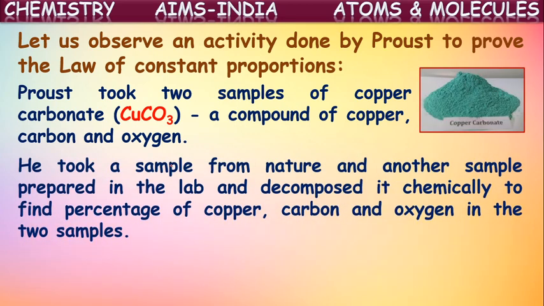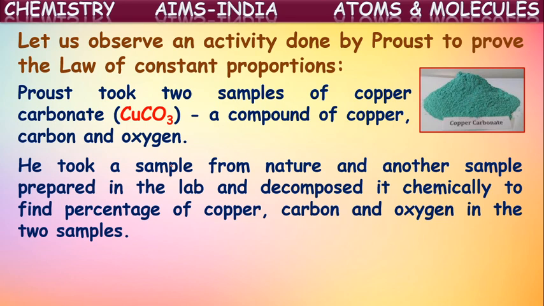He took one sample from nature, the copper carbonate available in nature. Another sample he prepared in the laboratory by using chemicals. So the two samples of copper carbonate were taken from two different sources: one from nature and the other prepared in the laboratory by Proust. Now he took these two samples and started decomposing them, which means he started heating them at strong temperatures.